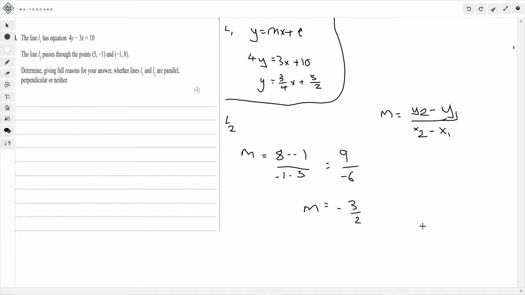Well, the issue here is that this is not parallel to this. 3 over 4 is not the same as minus 3 over 2, obviously. This isn't perpendicular either, because this isn't the negative reciprocal. If it was minus 4 over 3, then yeah, we'd have a perpendicular set of lines. But because this is minus 3 over 2, they are not parallel, they are not perpendicular, they are neither. And there you go, that's your 4 marks for that question, guys.